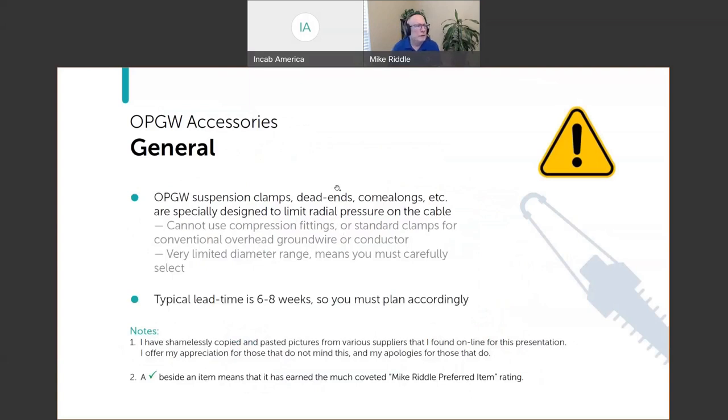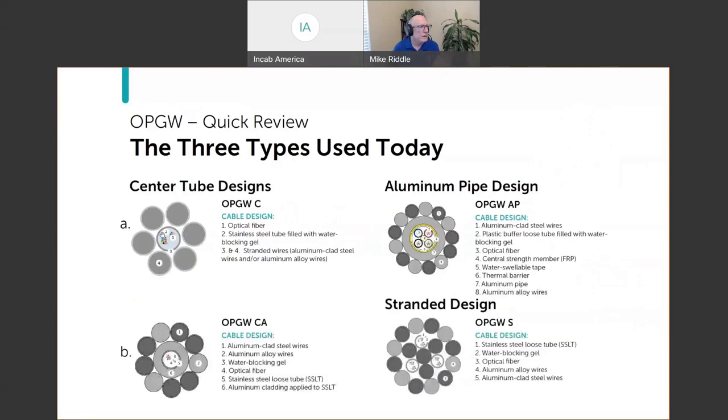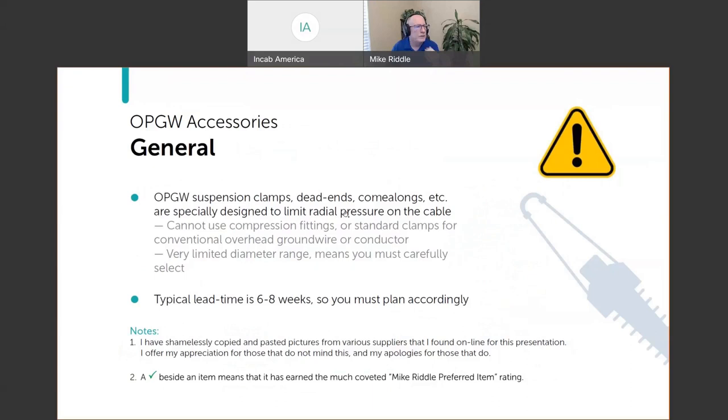So you take that stainless steel tube and instead of putting it in the center, you strand it around a center element, which might be an aluminum clad steel wire as shown in this particular illustration, but it could also be aluminum alloy. It just depends upon the specific design. And you might have one tube or you might have several, depends on the design, but this is the stranded design concept. So center tube designs, aluminum pipe type designs, and stranded designs.